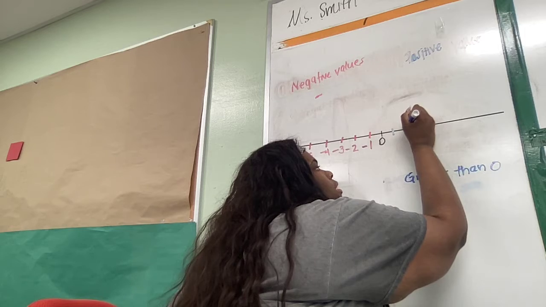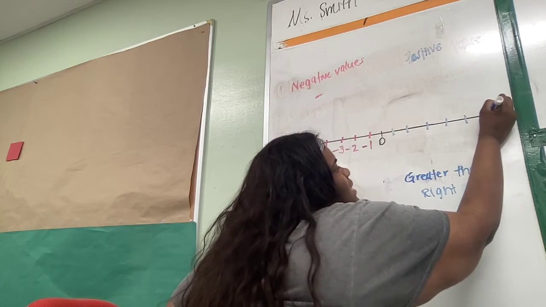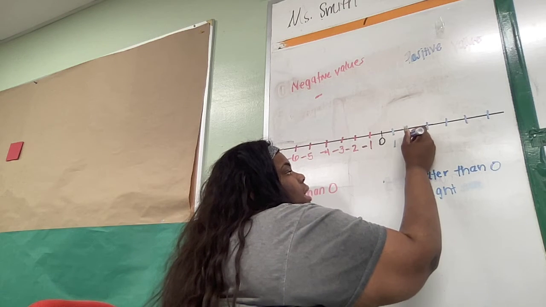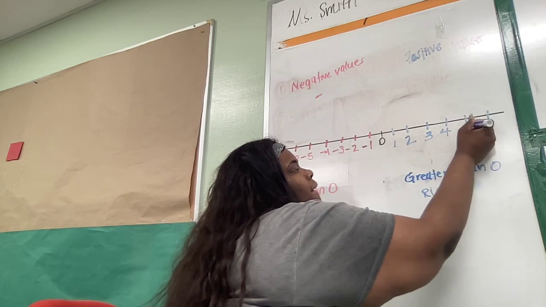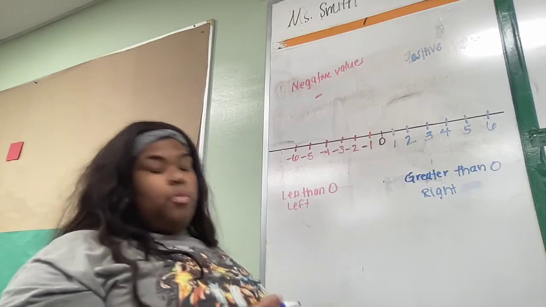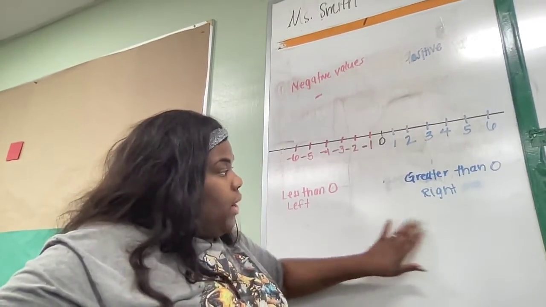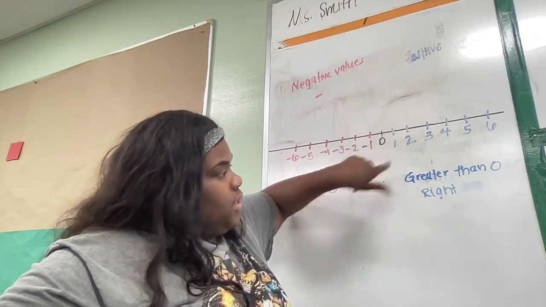1, 2, 3, 4, 5, 6. Okay, so we're not going to need any symbol for these. 3, 4, 5, 6. Okay, so for this side, these are all greater than. So greater than 0 goes to the right of 0.